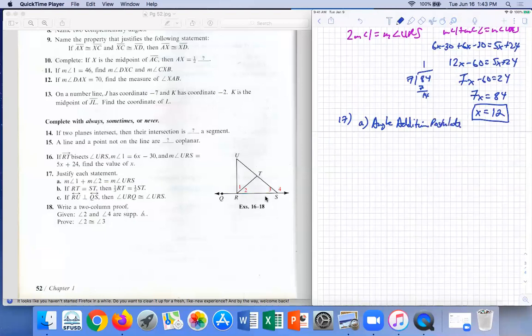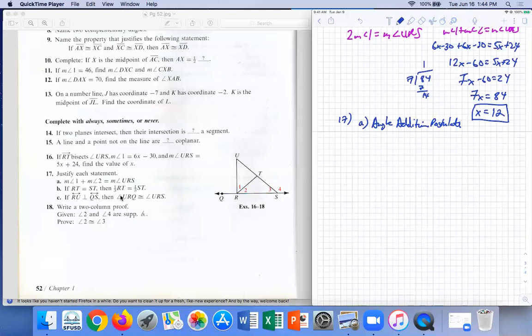And advice about proofs and asking for reasons: you're always asking why. Why is this true? Why do I know this, right? And a lot of these postulates and theorems have names just to make it easier so we don't have to always rewrite out the whole idea, right?